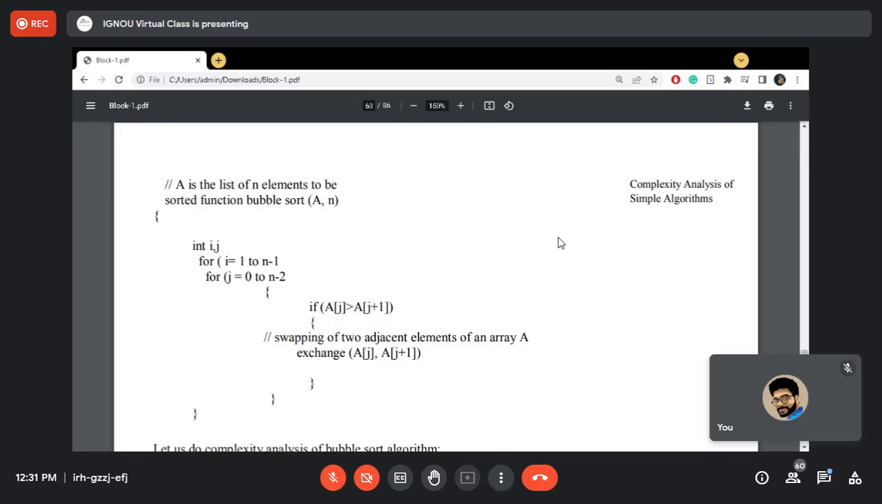Yes, array indexes. When you are at the zeroth location, you have to compare that value with the next, j plus 1 element. That means the zero index value with the first index value. If the zero index value is greater than the next index value, you have to swap, that means exchange.